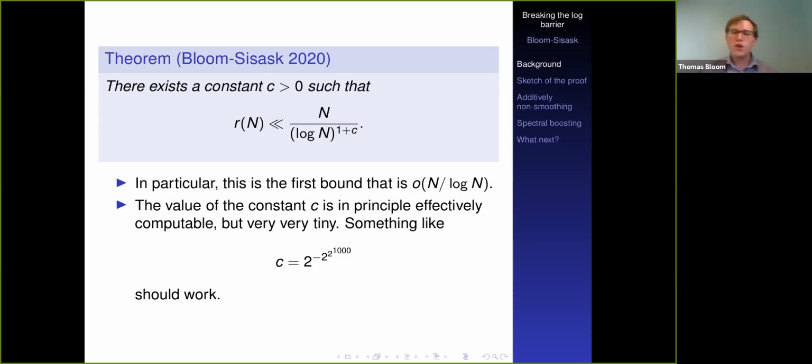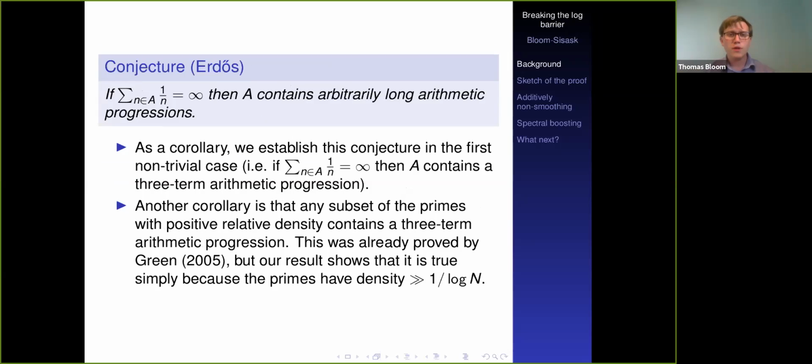So certainly nowhere near C equals a half or any reasonable constant. But in particular, it is an actual universal absolute constant that is greater than 0. In particular, this means that this upper bound is little o of n over log n. And so as a corollary, we actually obtained the first non-trivial case of a conjecture of Erdos on arithmetic progressions.